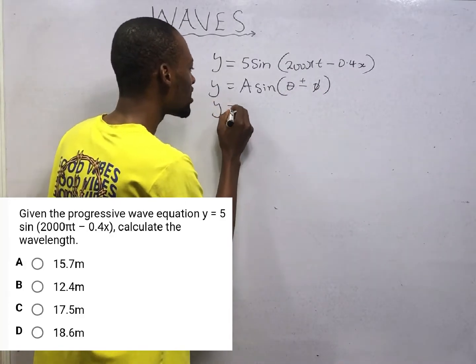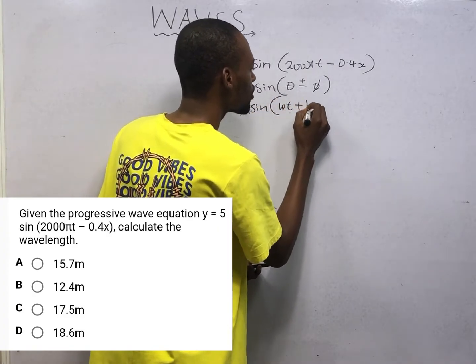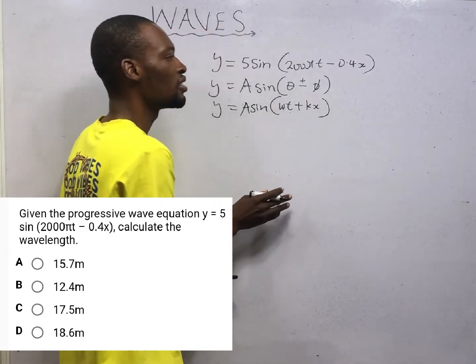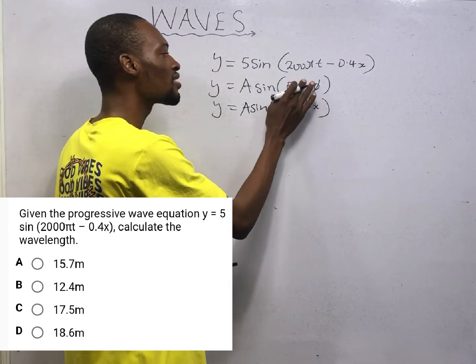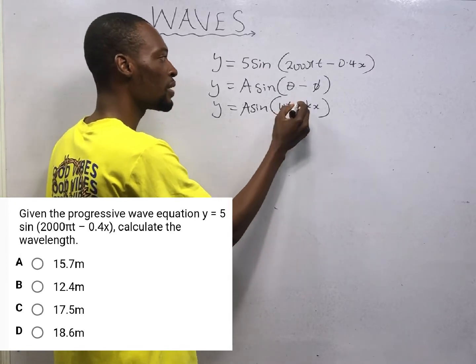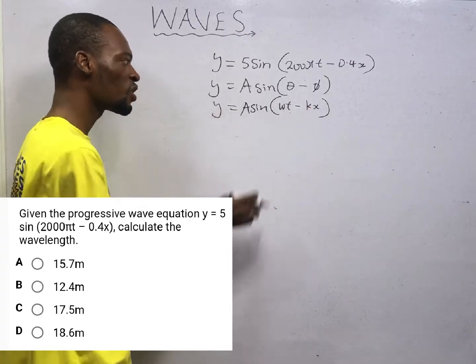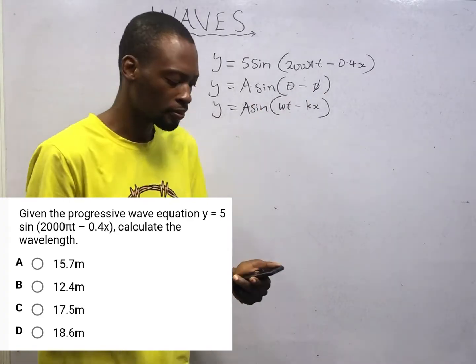Now this is y equals A sine (wt plus ks). This is the phase angle and this is the phase difference. So the phase angle is wt. Let's use minus since we have minus here. The phase difference is ks. So this and this are the same.